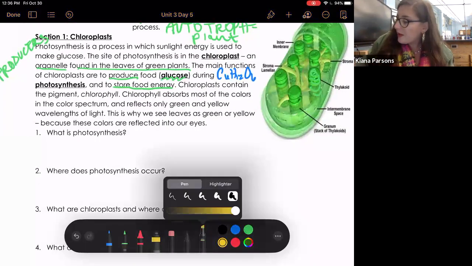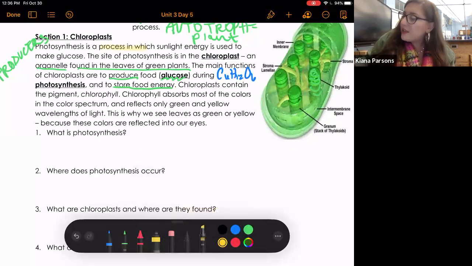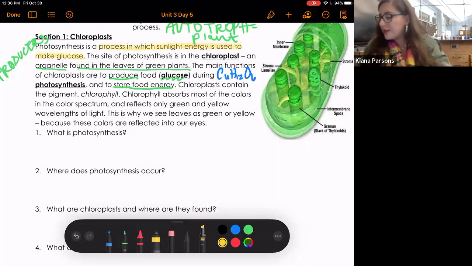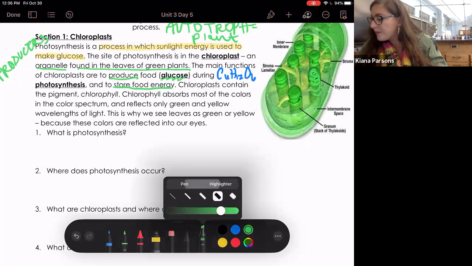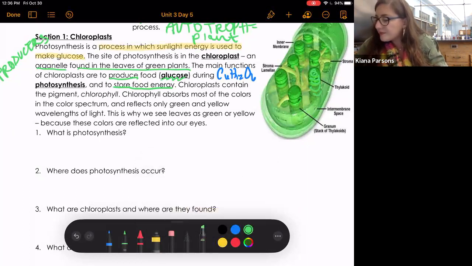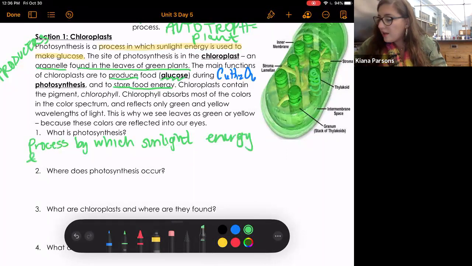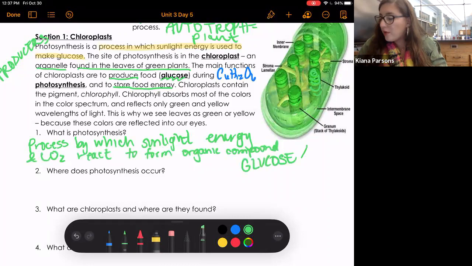Photosynthesis is a process in which sunlight energy is used to make glucose. So photosynthesis is a process by which sunlight energy and carbon dioxide react to form organic compounds, glucose, or the organic compound glucose.